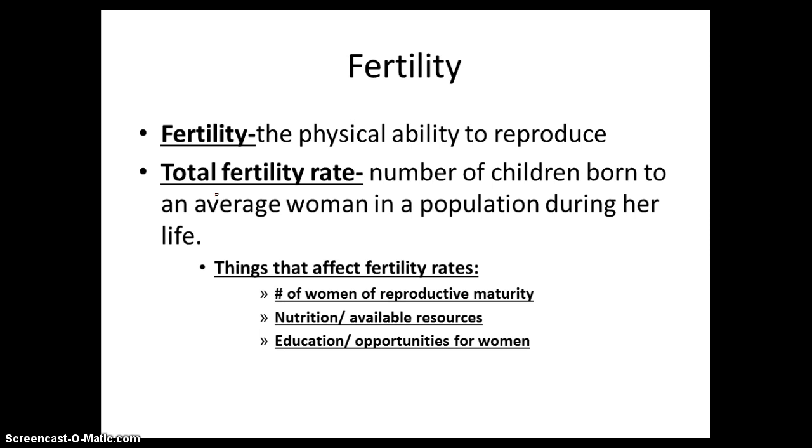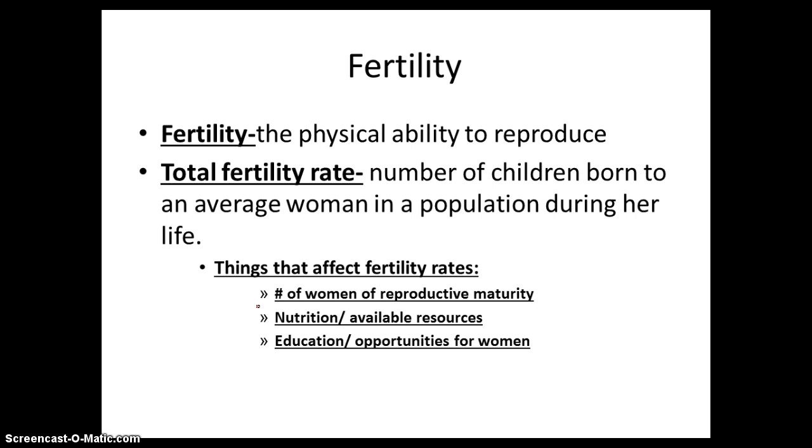There are three big things that affect fertility rates in an area. First and foremost is the number of women in that area that are physically able to reproduce. So they have reached maturity and they're within that range of the teens to 40 or 50. Secondly, nutrition is really important. If women do not have proper nutrition, then they cannot carry babies, and those babies don't come to term. Either they do not ovulate, or the child doesn't receive enough nutrition and doesn't make it all the way through to birth.